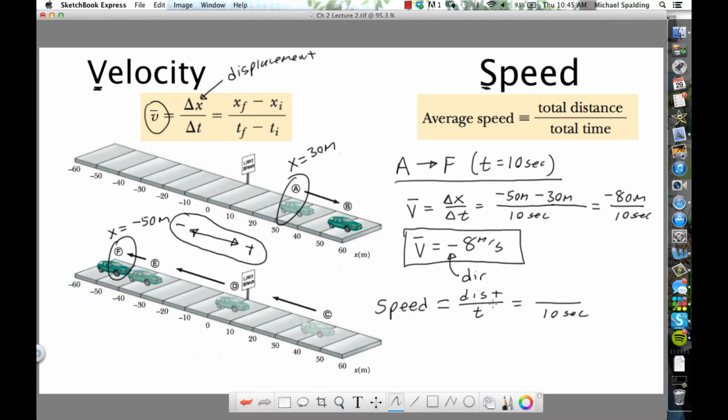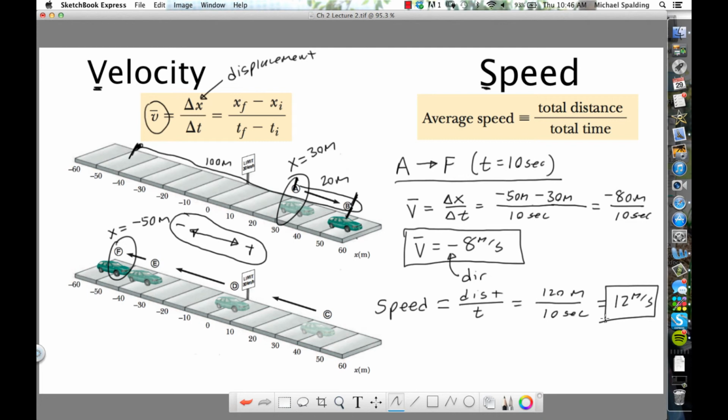Okay, the distance from A to F. So remember, the car starts at A, goes out to B, turns around, and goes back to there. So what's the distance from A out to B? 20. And then what's the distance from B all the way over to F? 100. So what was the total distance? 120. So this comes out as 12 meter per second. And you don't have to say plus or minus because speed is scalar and doesn't have a direction. You can't go negative speed.